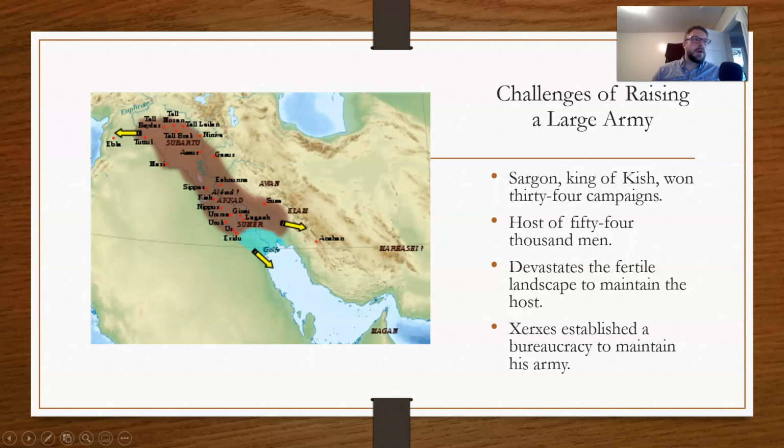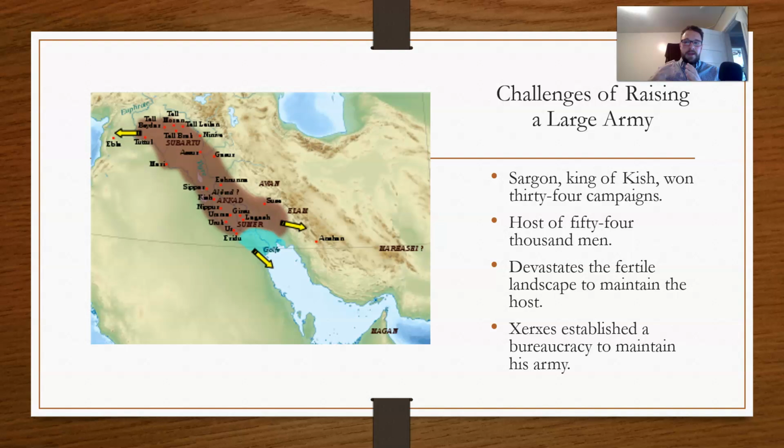And, of course, why not raise as many soldiers as possible? There's a few challenges of doing that. Raising an army has a set of challenges, and we can see with Sargon of Akkad, king of Kish, he won about 34 campaigns, and his host was about 54,000 men. That's a pretty massive army. The question is, how are you going to feed them?